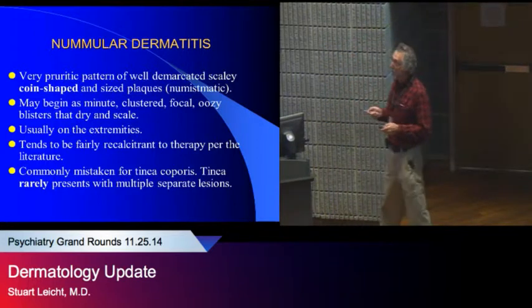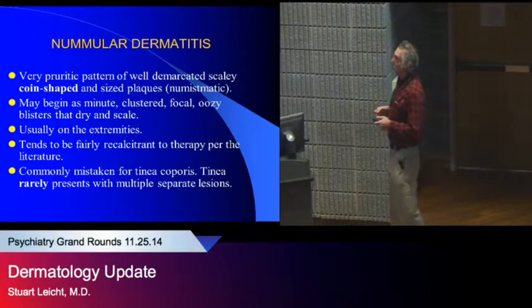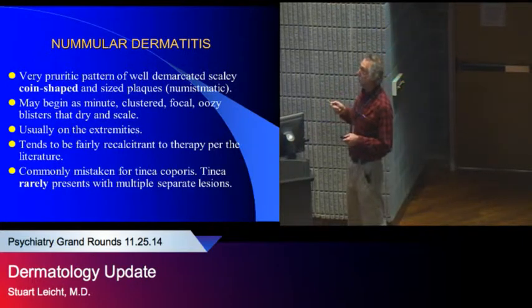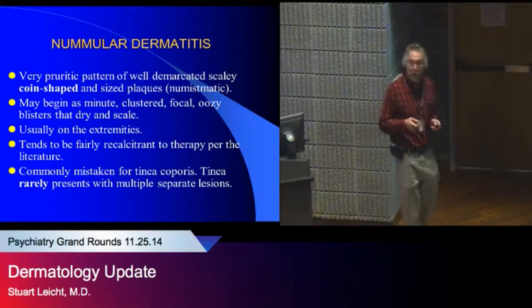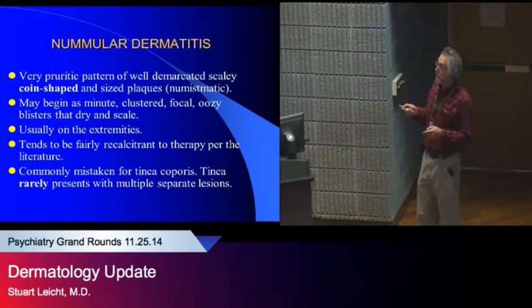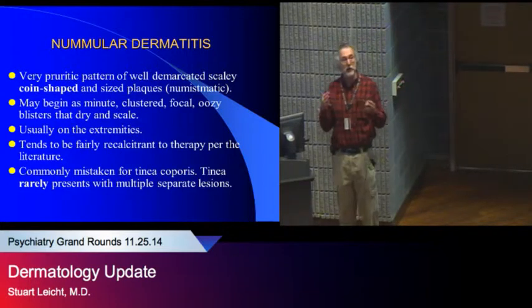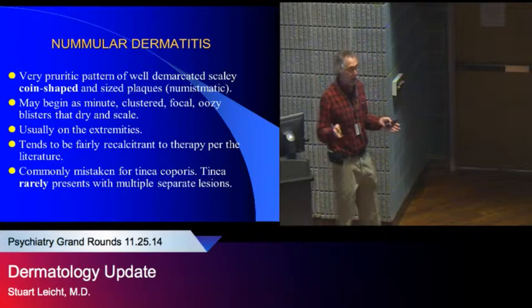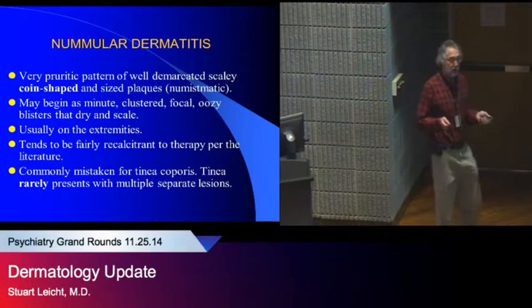Nummular dermatitis. Again, very common process. This is a very itchy pattern of well-demarcated, scaly, coin-shaped lesions. Nummular refers to coins, numismatic, a coin collector. Very common process, begins sometimes as minute clustered focal oozy blisters. People misdiagnose this as dermatophyte infection. You have maybe dozens, tens or dozens of these all over the body.